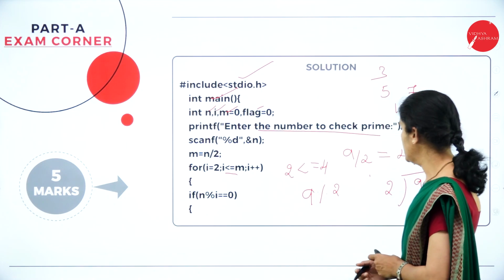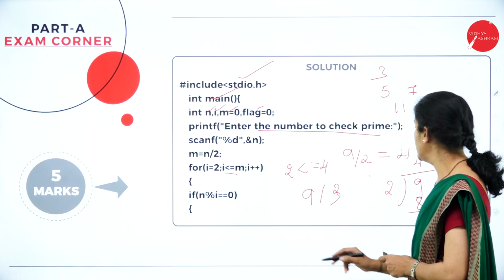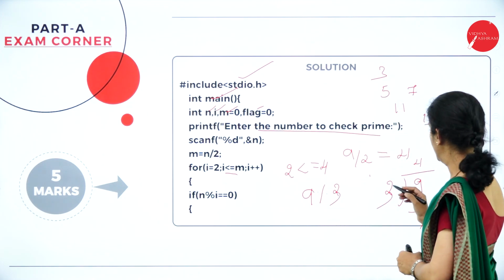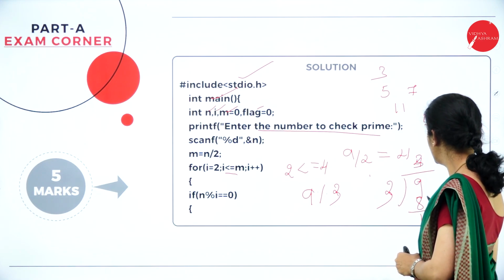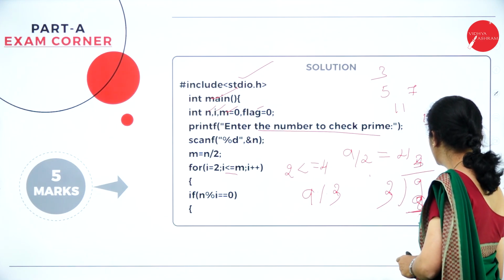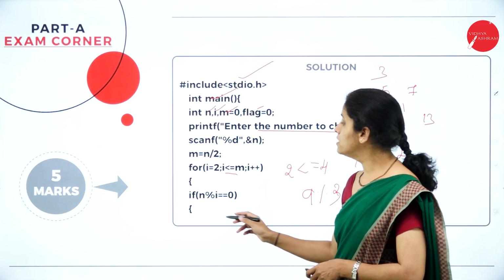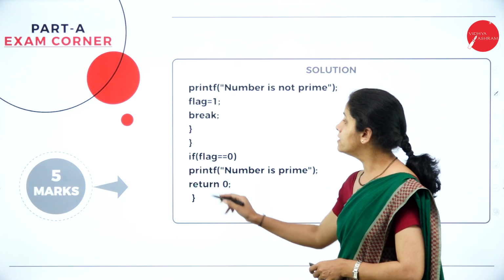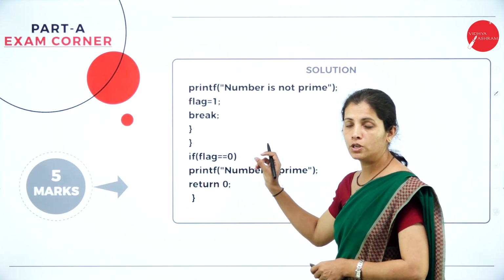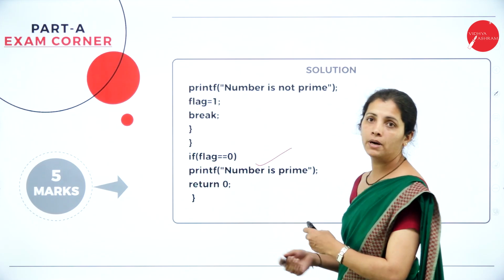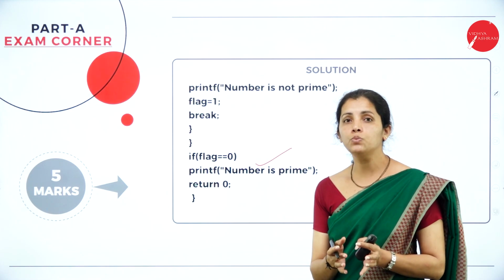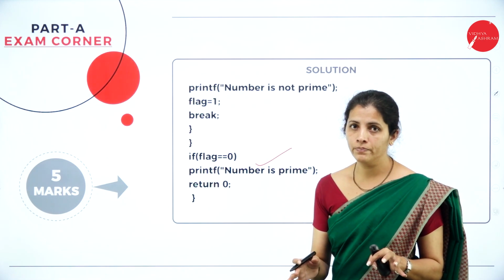Now I is 3. So, 9 divided by 3. 3 3s are 9. So, my remainder is 0. So, here it is 0. See here. If flag equal to 0, in the sense what? The given number is prime. If flag is 1, then it is not a prime number.